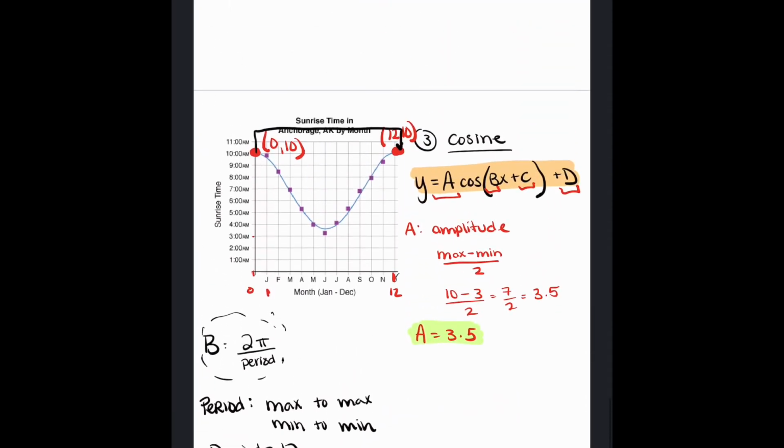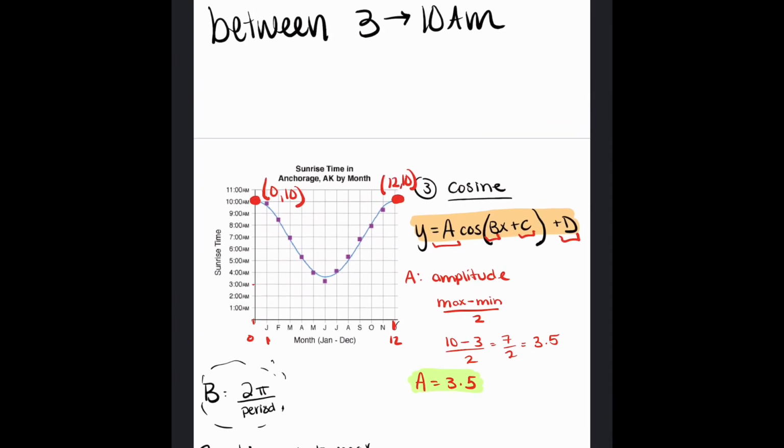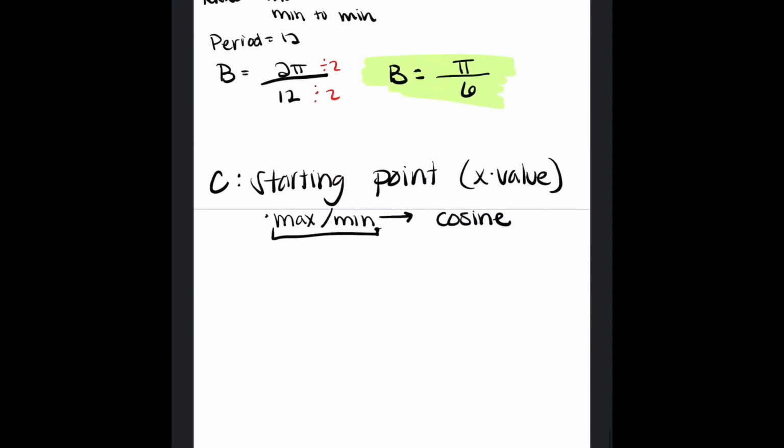So going back up to my graph, I want to start at a max. I'm going to go ahead and pick this max here, 0, 10. So my C is the x value of my starting point. So if my starting point is here, that means my C is the x value, which is 0. So I'm going to come down here and say start at 0, 10, which means that C is equal to 0. Okay, same thing, highlighting this, coming back for it later.